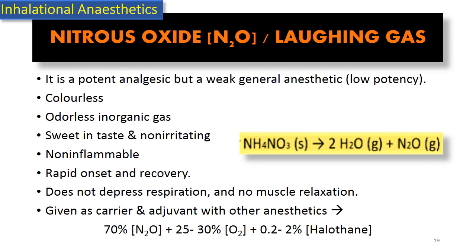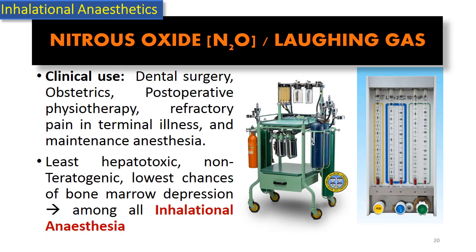It is ideally given as a carrier and adjuvant with other anesthetic agents in combination, like 70% nitrous oxide, 25 to 30% oxygen, with halothane 0.2 to 2%. It is used for dental surgery, obstetrics, post-operative physiotherapy, refractory pain in terminal illness, and maintenance of anesthesia. It is least hepatotoxic, non-teratogenic, and has the lowest chance of bone marrow depression among all the inhalational anesthetics.